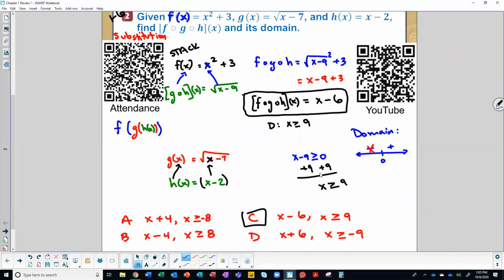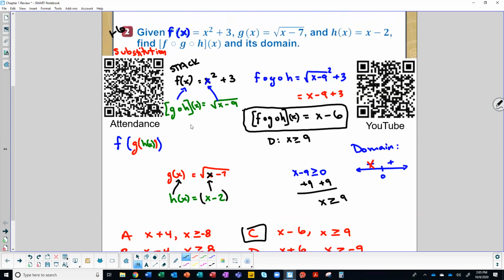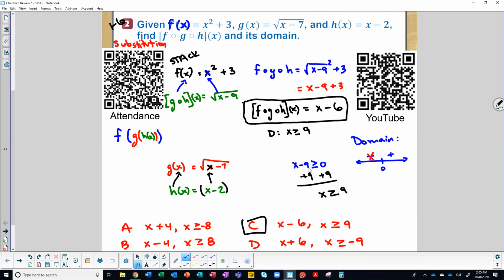You take wherever the square root first showed up. When we stacked, it did not show up on this step. It showed up when I substituted into G. And so when we simplified, we got x minus 9. That's where I took the number from. The first time the square root shows up simplified was x minus 9. So when I solved that, I said it has to be positive or greater than 0. And so we added 9. And that's why x is greater than or equal to 9.